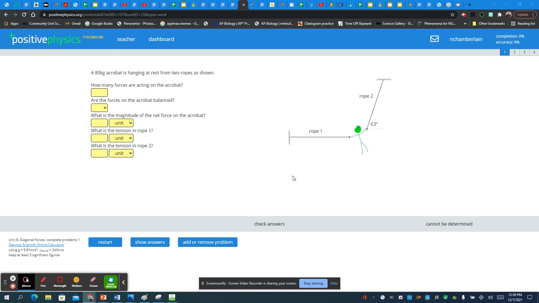I'm not going to go through all the parts, but I'm going to go through the most difficult parts. So we have this acrobat. It's 80 kilograms. It's being held by rope one and rope two. The two toughest parts about this problem are solving for the tension in rope one and then the tension in rope two. And I'm going to show you how to do it.